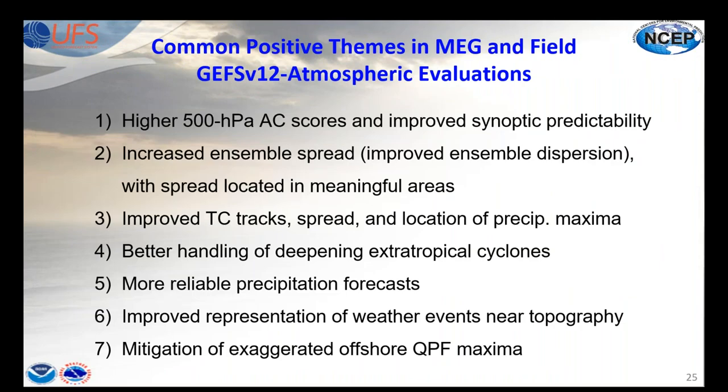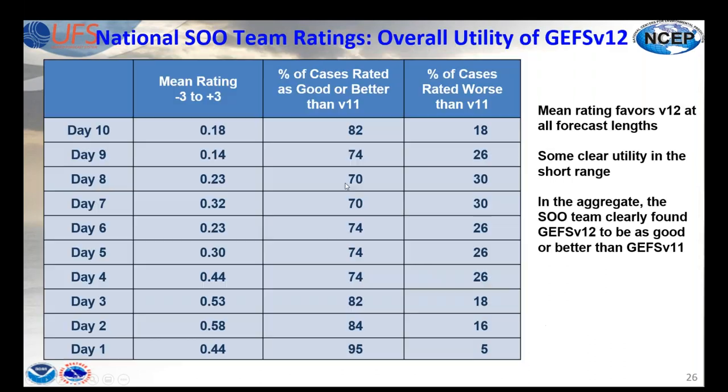The model evaluation group from EMC has done extensive evaluation, and they have summarized the common positive themes from the evaluation here: higher 500 hectopascal anomaly correlation, improved synoptic predictability, increased ensemble spread, and improved dispersion. The spread is located in meaningful areas so that it is more usable. Improved TC tracks, spread, and location of precipitation maximum, better handling of extratropical cyclones, more reliable precip forecasts, improved representation of weather near topography, mitigation of exaggerated offshore QPF maxima. These are the common positive themes.